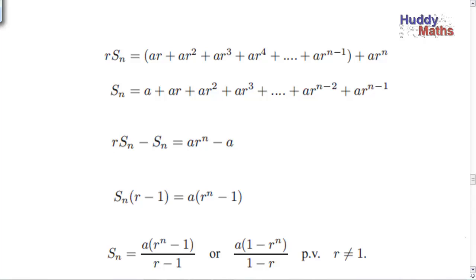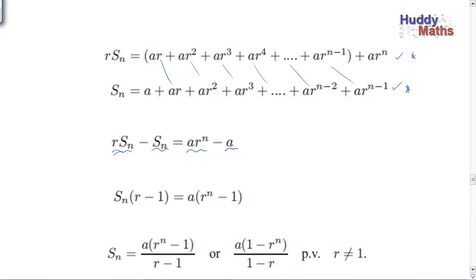So if you put rSn in the top and Sn here, and we take them away, rSn take Sn would be this line minus this one, and these terms go out. Okay, so they all match up, so subtracting them just leaves you with ar to the n take a. That's the trick there, an algebraic trick.